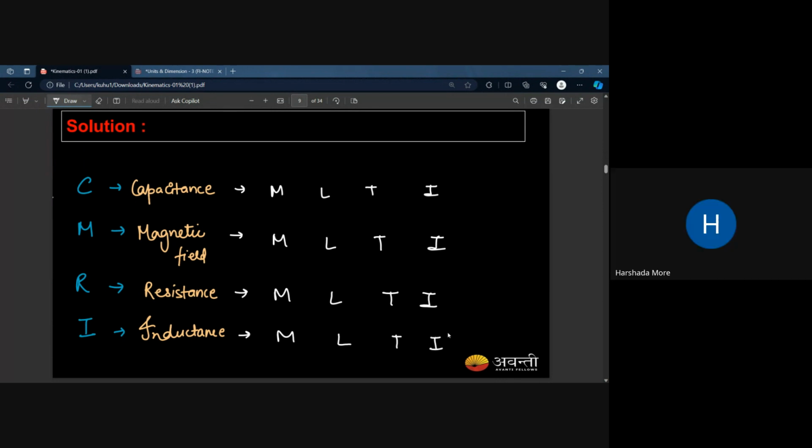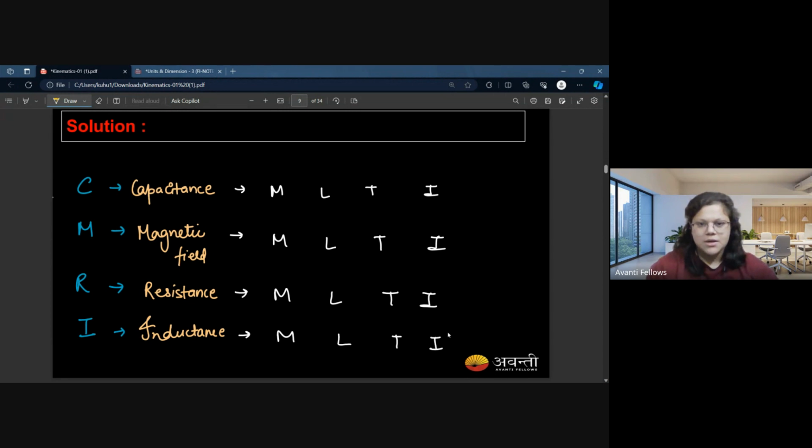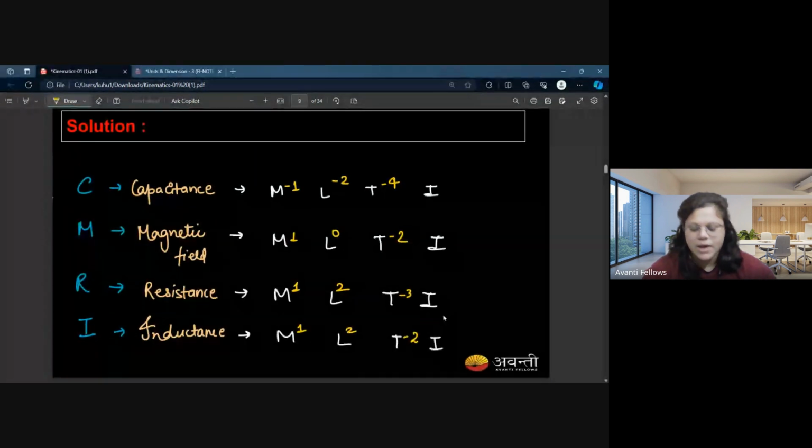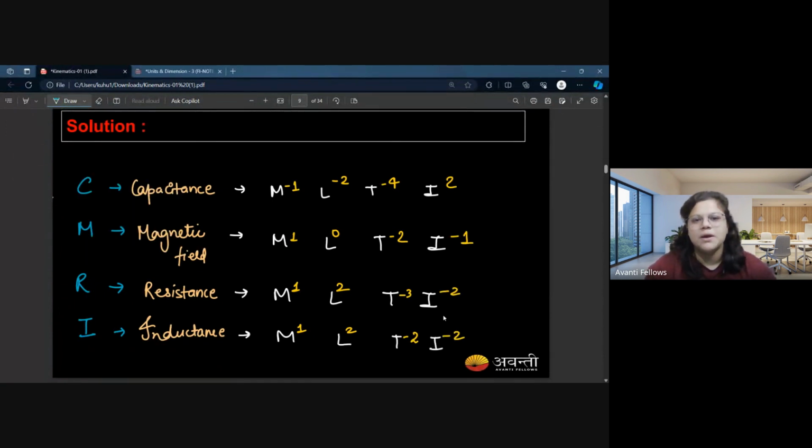Is that okay? You have to remember the powers, so just practice it so many times. It's like minus 1, 1, 1, 1. Then here it will be minus 2, 0, 2, 2. It is minus 4, and... wait a minute, I'm confused right now. T raised to the power minus 4, minus 2, minus 3, minus 1. Take it, T minus 3, minus 1, minus 2. And then here we have 2, minus 1, minus 2, minus 2. So just remember this by repeating it and writing it so many times.